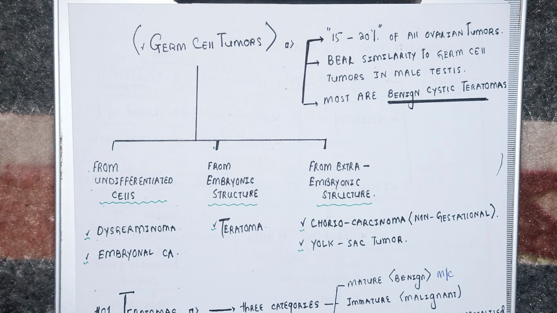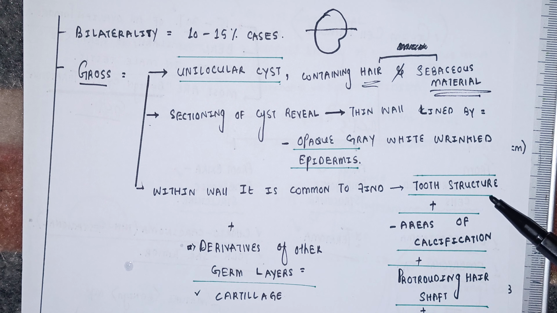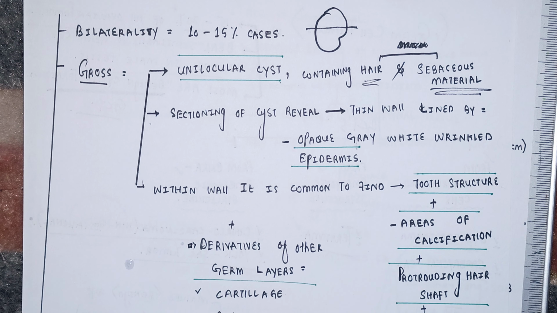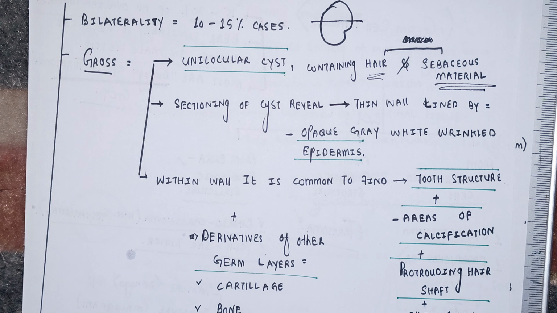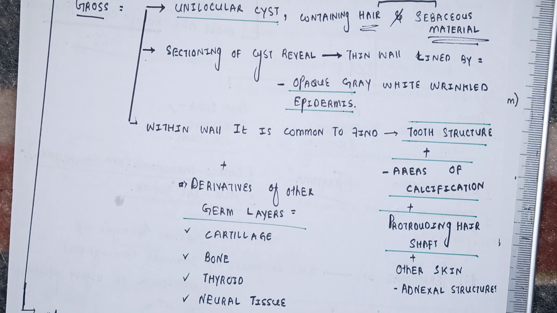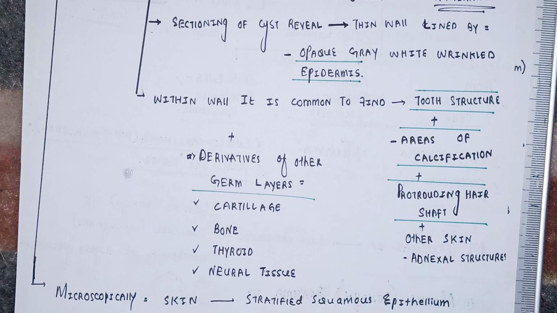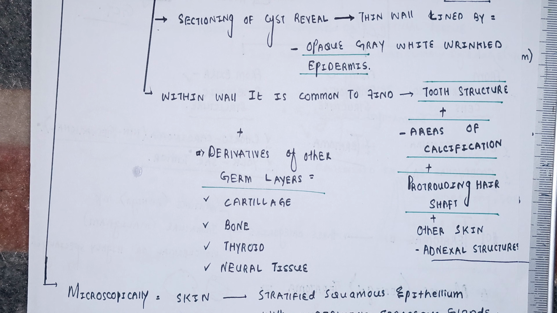Within the wall it is common to find some other structures. The wall is lined by epidermis, and within the wall it is common to find structures like tooth structure. You may find some tooth, some not complete tooth, some areas of calcification, and the protruding hair shaft. That's really interesting to know. You may also find other adnexal structures of the skin, like the sebaceous glands.